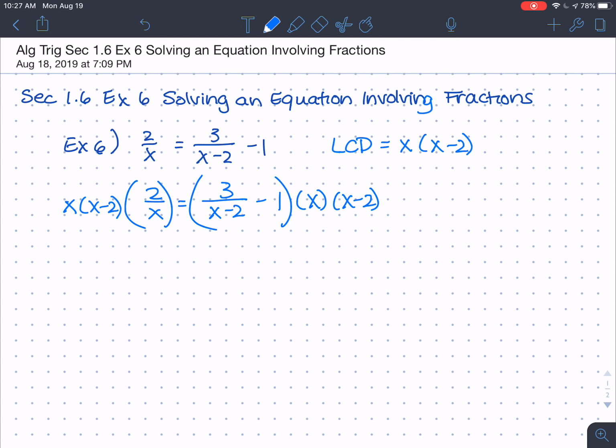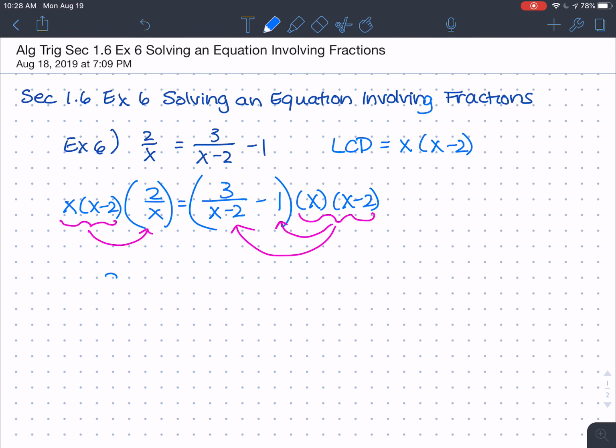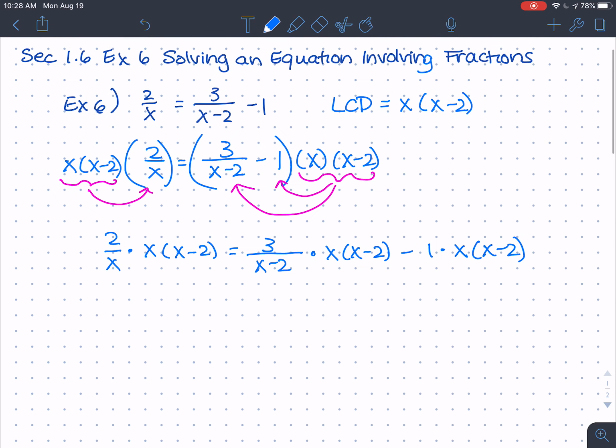So remember that this LCD is going to multiply by both sides entirely. On the right-hand side, it's going to distribute to both of these terms. So I'm going to have 2 over x times x minus 2. And then I'm going to have 3 over x minus 2 times x minus 2. And then I'm going to have 1 times x minus 2. So that LCD gets multiplied by all terms of the equation.